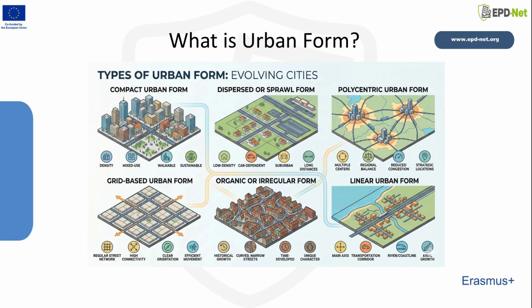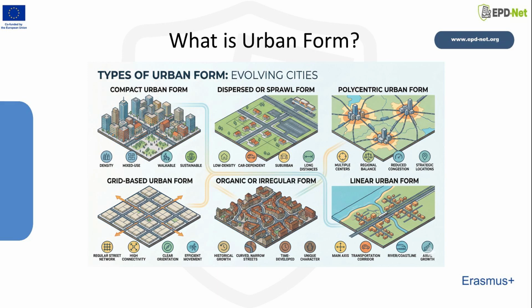The organic or irregular form comes from historical growth, with curved, narrow streets that have developed over time, often seen in older European towns. Finally, the linear urban form occurs when development follows a main axis, such as a transportation corridor, river, or coastline. Each of these types represents a distinct urban logic, reflecting how cities respond to social demands, topography, and environmental conditions. Together, they help us analyze how urban form influences sustainability, mobility, and overall quality of urban life.